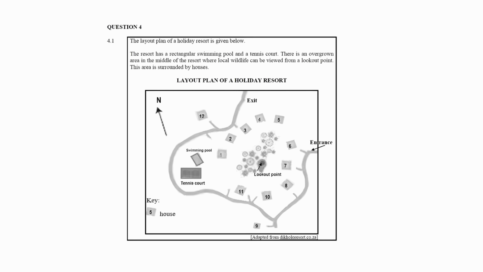Question 4.1 consists of 2 maps and plans questions designed to assess your understanding of layout plans. You are given a layout plan of a holiday resort. The resort has a rectangular swimming pool and a tennis court. There is an overgrown area in the middle of the resort where local wildlife can be viewed from the lookout point. This area is surrounded by houses.